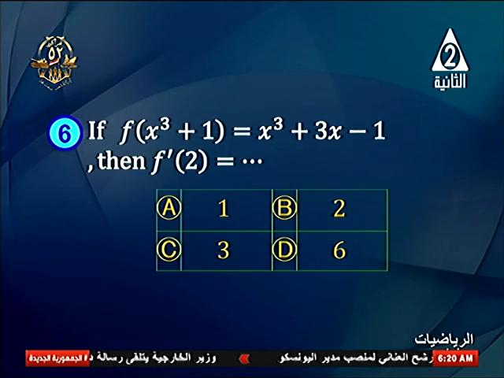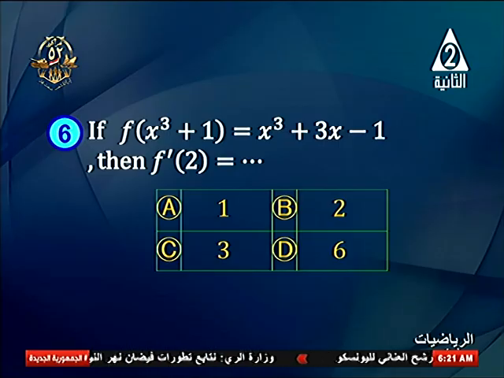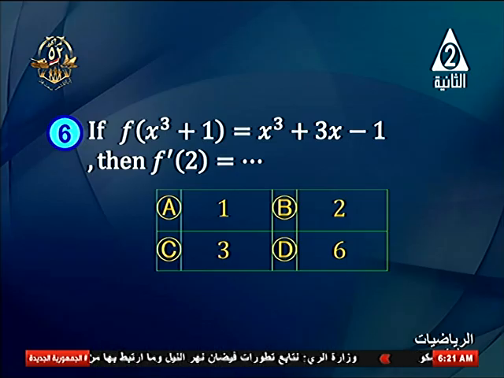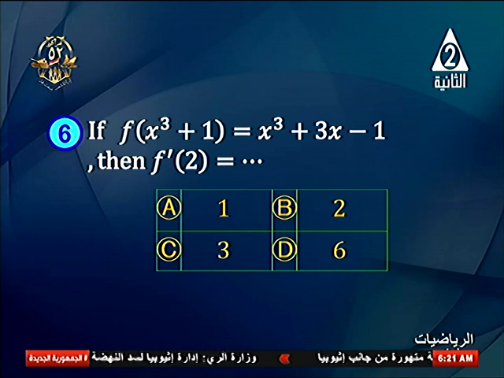Now we move to another example. From the given, f of x power 3 plus 1 equals x power 3 plus 3x minus 1. Then what is f dash of 2, or the first derivative, when x power 3 plus 1 equals 2? When x power 3 plus 1 equals 2, x power 3 equals 1, so x equals 1.